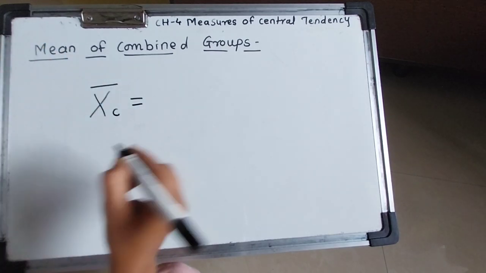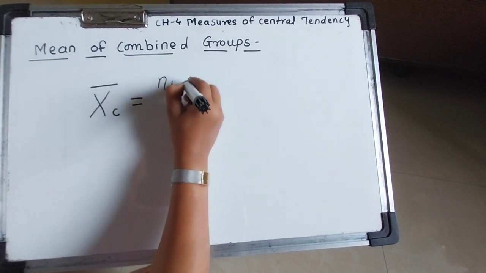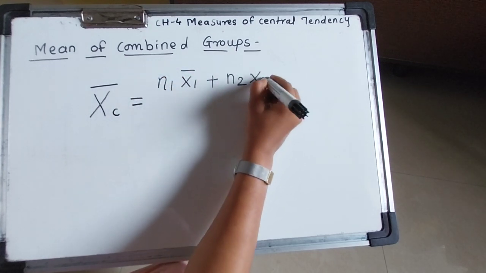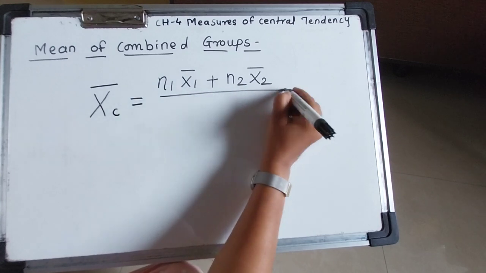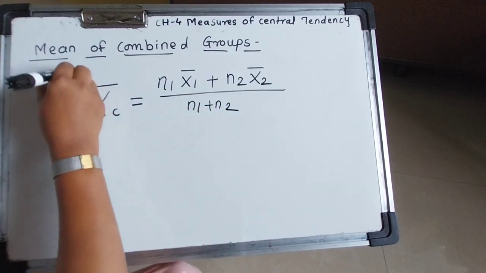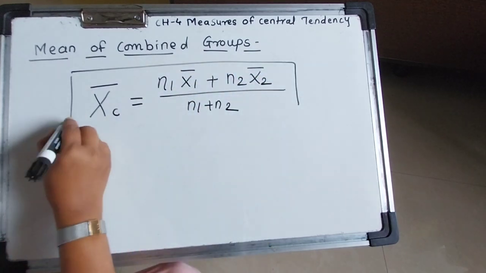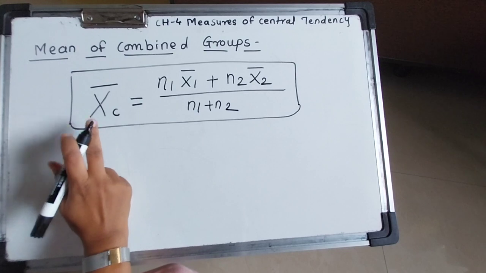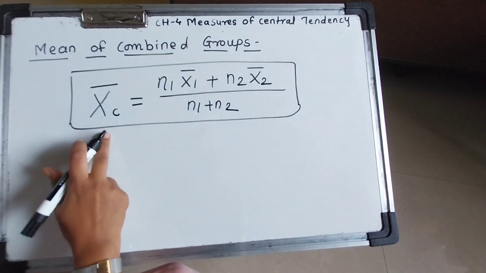Okay, what is the formula? N1 x1 bar plus N2 x2 bar upon N1 plus N2. Always asked in the exam, so prepare it. Okay, the combined mean is denoted by xc bar.